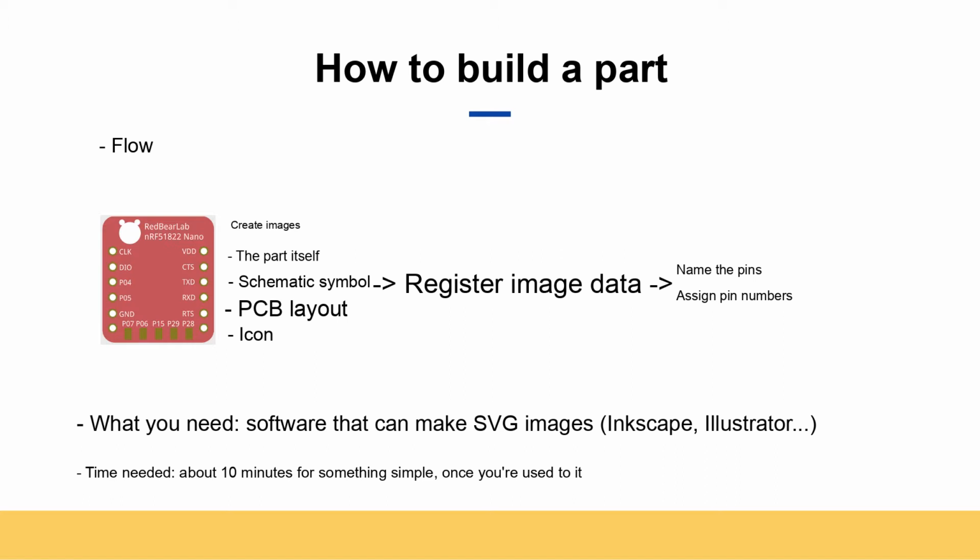So here I'll make the image of the part itself for the breadboard view and the schematic symbol for the schematic view. Once the images are done, you register the image data in Fritzing, and finally you name the pins and assign the pin numbers. That's it.